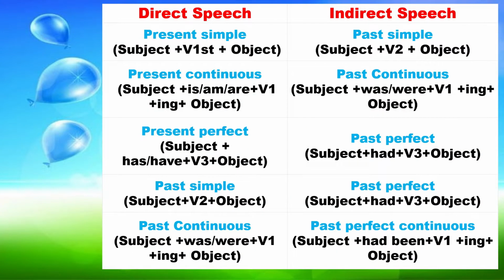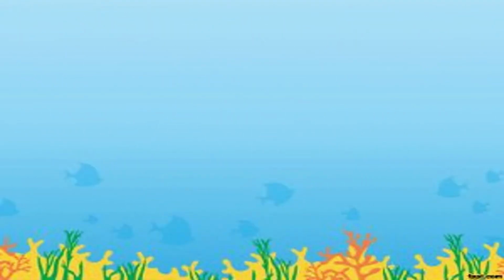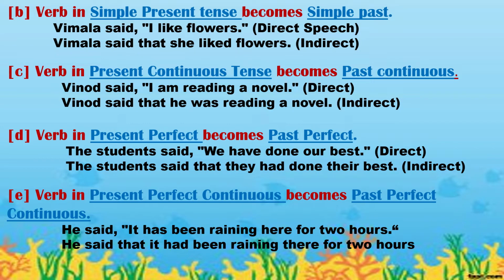These are the tense changes from direct speech to indirect speech. The present simple tense changes into the past simple tense, and the present continuous changes into the past continuous. Present perfect changes to past perfect, and the past simple changes into past perfect, and the past continuous changes into past perfect continuous. Let us see examples of the changes of tenses in direct and indirect speech.